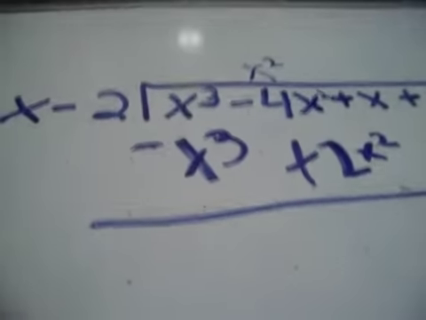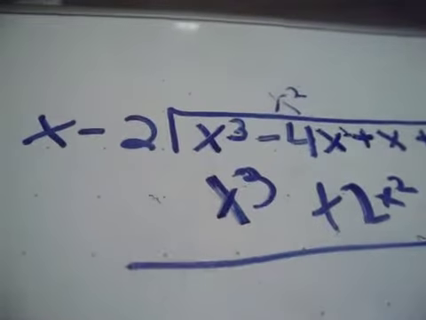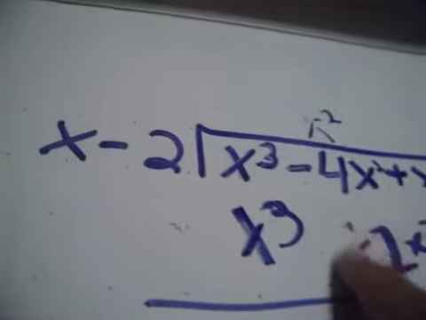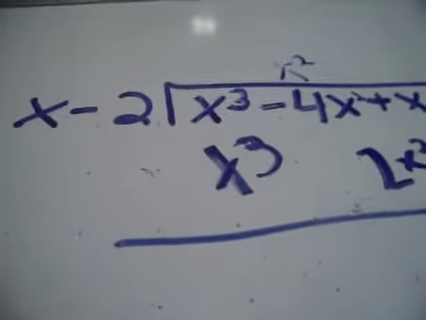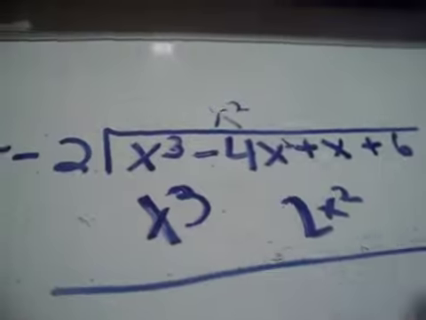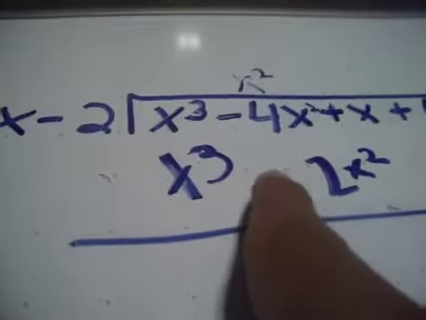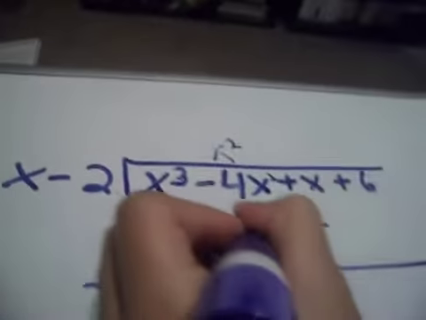Now, when I multiply this times that, we have exactly the opposite of what you did. We have a positive x to the third, and then we get a negative 2x squared. There's my negative on top, 2x squared. So that sign right there should be a negative.